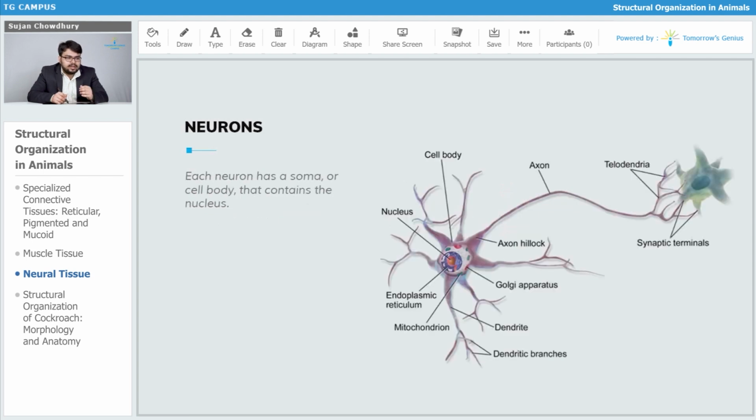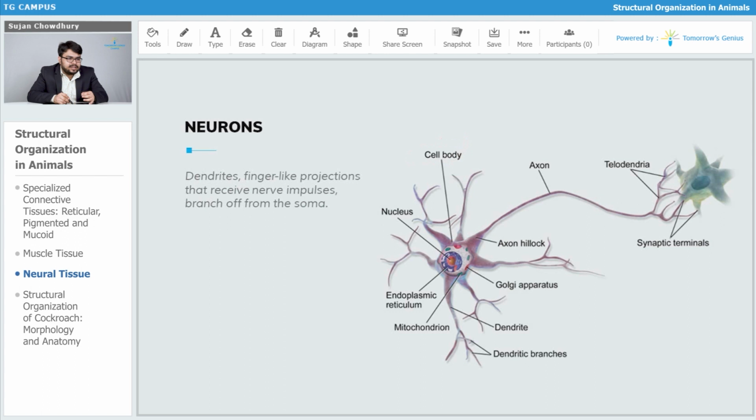Let's now have a look at a neuron. Each neuron has a soma or cell body that contains the nucleus. So this is basically the cell body of the neuron. It has the nucleus.